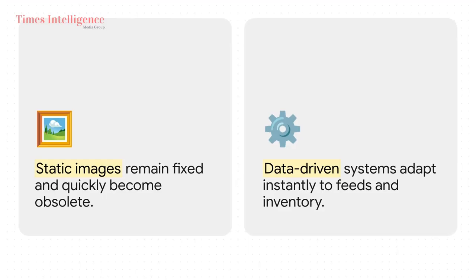The core philosophy here is the major shift from static images to data-driven systems. Think about it. Static images just sit there. They remain completely fixed, meaning they basically become obsolete the second a product sells out, which, let's be honest, is a total nightmare for inventory management. Data-driven systems, on the other hand, adapt instantly. They function as this invisible layer beneath the storefront, responding to product feeds, pricing updates, and real-time inventory, making sure your content is always accurate across every single device.